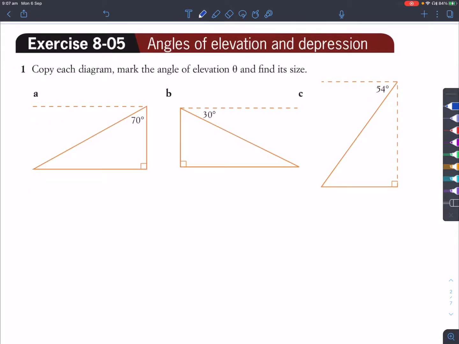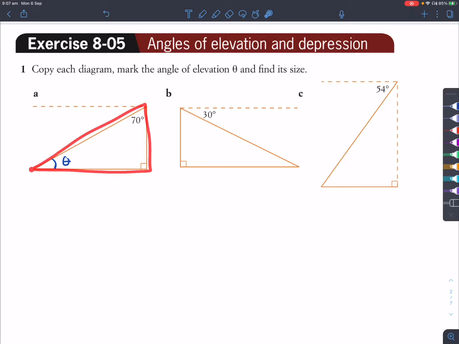All right, exercise 805. Let's have a look at the first question. Copy each diagram, mark the angle of elevation theta, and find its size. So make sure that you write and draw each of these shapes very quickly. What you've got to do is find the angle of elevation. The angle of elevation is the angle where you're on the ground and you're looking upwards. So which point here would be the ground? It will be this one. If you're a person here, you'll be looking upwards, and this theta is what you're finding. So that theta inside this triangle is required to be found.